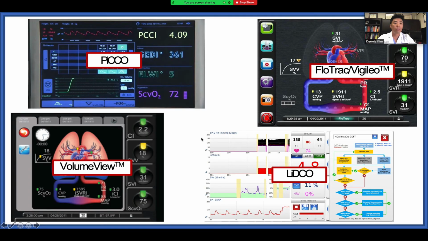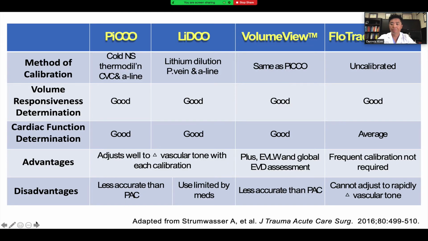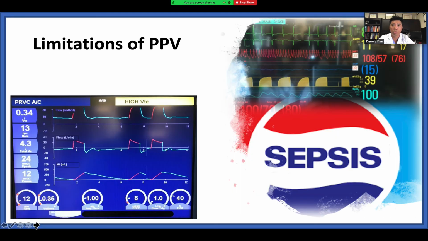And there are numerous devices available. Here we use FlowTrac Vigileo. There's the LiDCO, the Volume View, the list goes on and on. It all depends on how much money you're willing to spend, but they all pretty much do the same thing, and they don't outperform that ghetto harbor method that I just showed you. Don't need to get into this in too much detail.